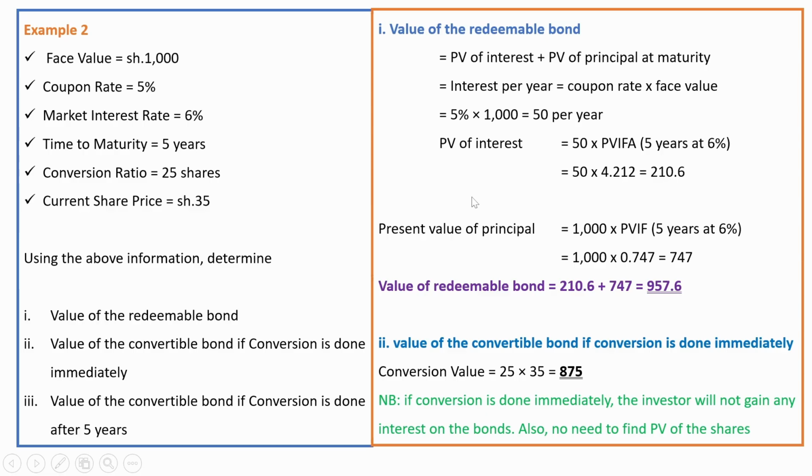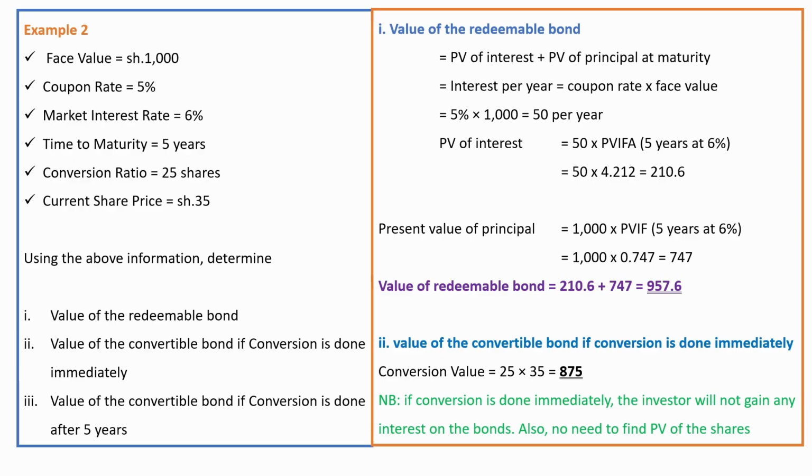So next, find the present value of principal. The principal is 1,000, but the principal is not an annuity. It will only be paid in the year of redemption, that is the 5th year. So you are going to use the table which is not the annuity table, the present value interest factor table, where the period is given as 5 and the discounting rate is 6%.